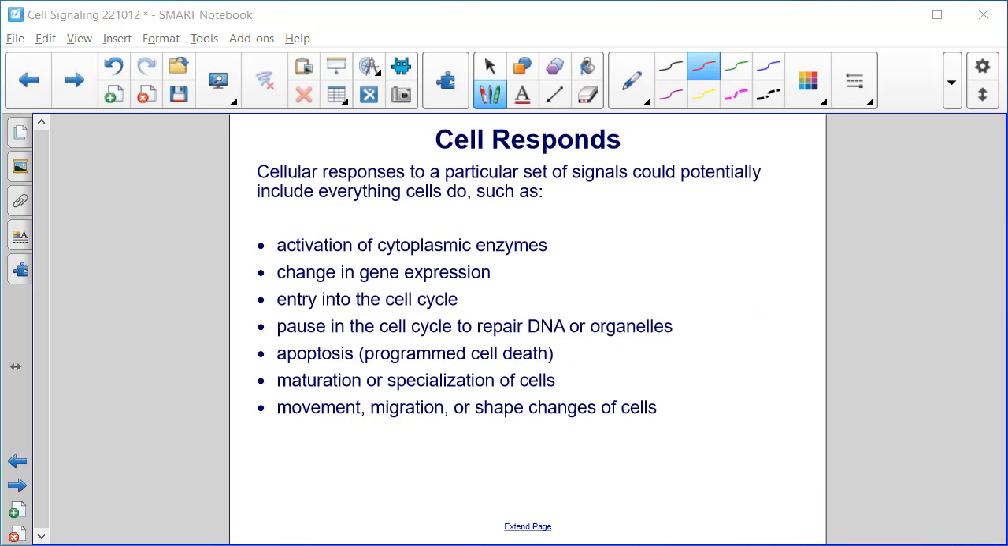Cell responds. Cellular responses to a particular set of signals could potentially include everything cells do, such as activation of cytoplasmic enzymes, change in gene expression, entry into the cell cycle, pause in the cell cycle to repair DNA or organelles, apoptosis or programmed cell death, maturation or specialization of cells, movement, migration, or shape changes of cells.